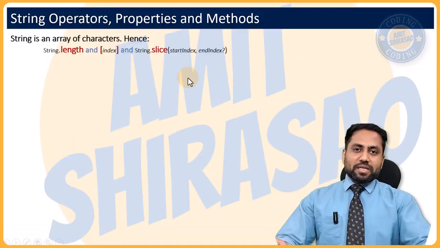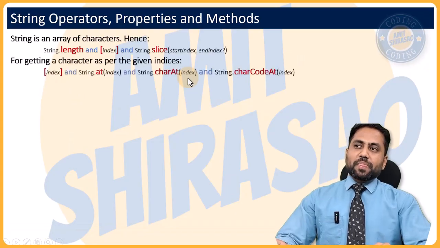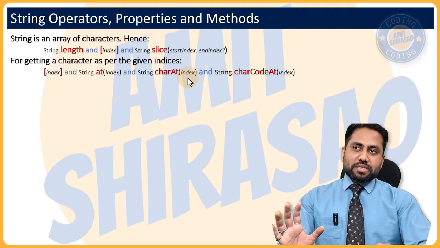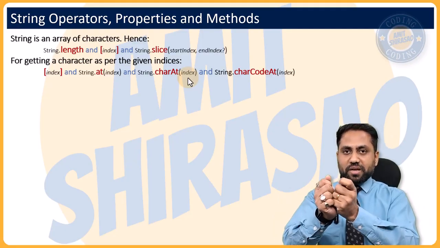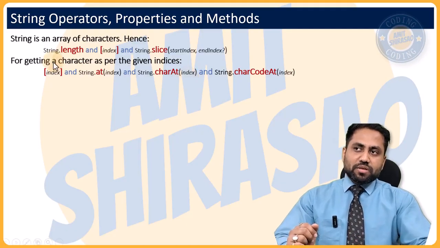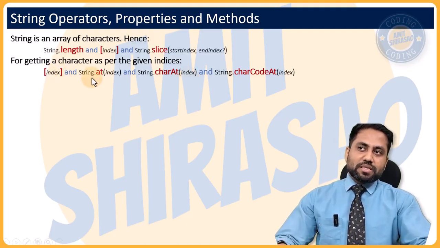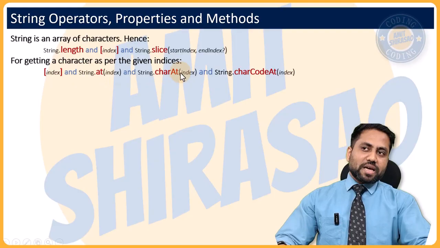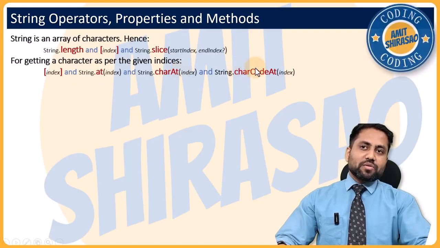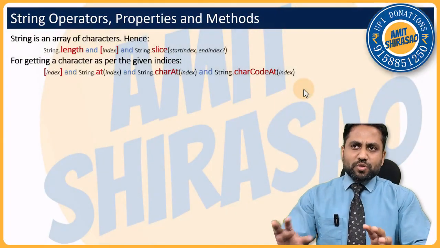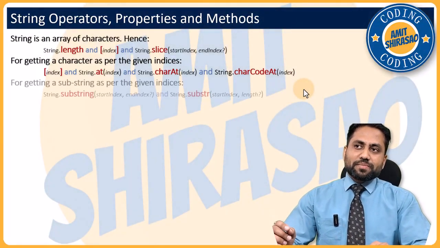So these 3 I explained to you. The next ones are for getting a character as per the given index. Let us say we have the index and we want to get the character at that index. Then these methods are used. The first, you also know, is the index operator. The second is at, the third is charAt, and then charCodeAt. We'll see all of them in the upcoming slides, so I won't show it right away.